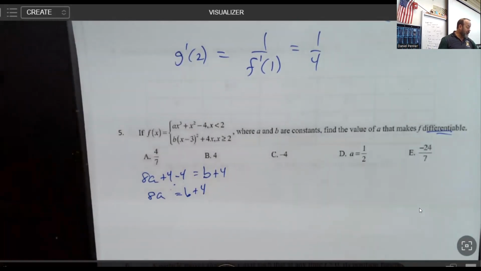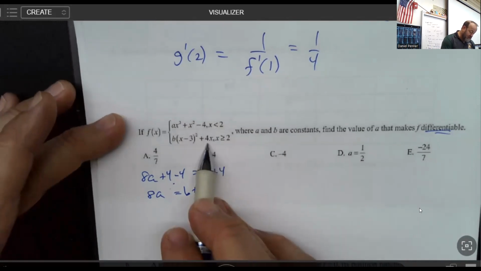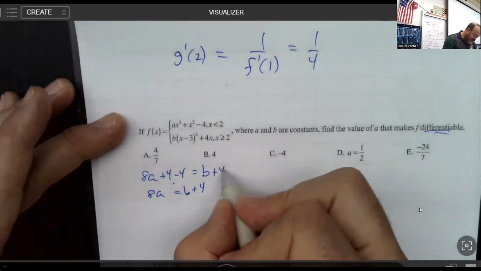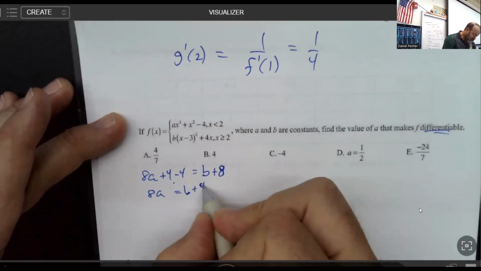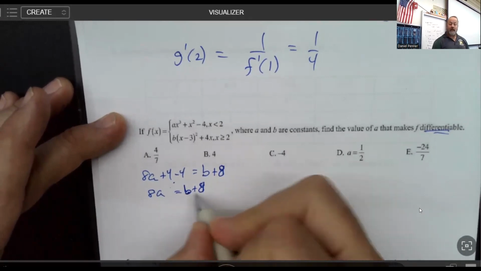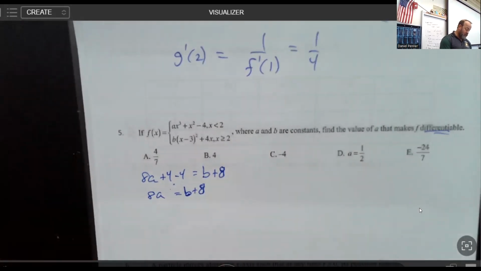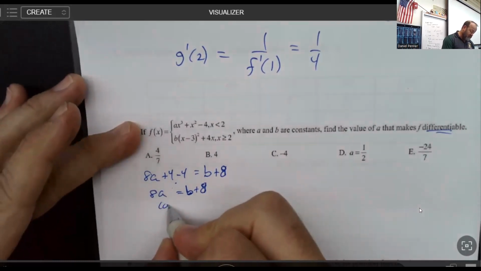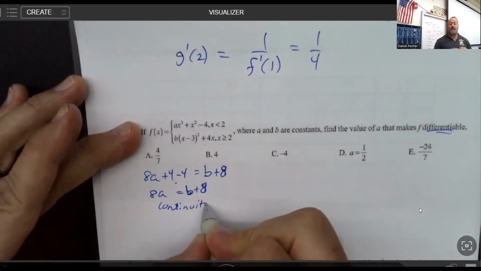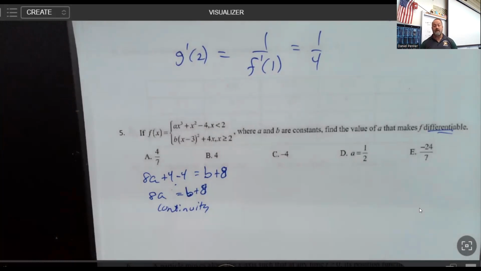Wait, nope, it was 4x, excuse me. So that would be equal to b plus 8. Let me fix that real quick. So 8a is the same as b plus 8. This would ensure continuity. If those two things are the same, we would definitely have a continuous function, but it doesn't guarantee that it would also be smooth and therefore differentiable.